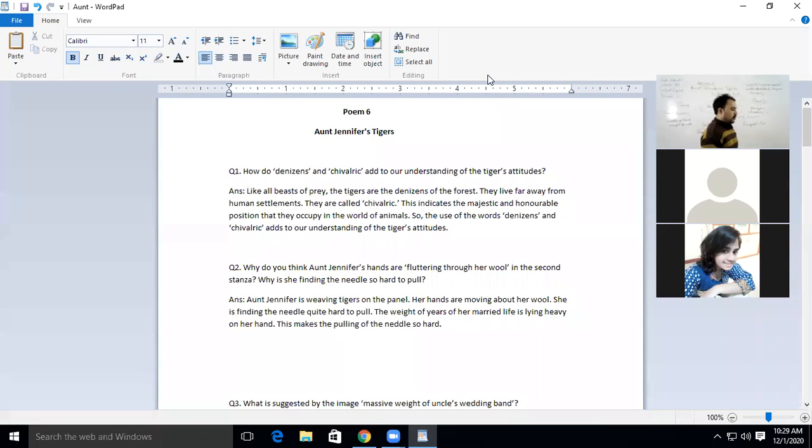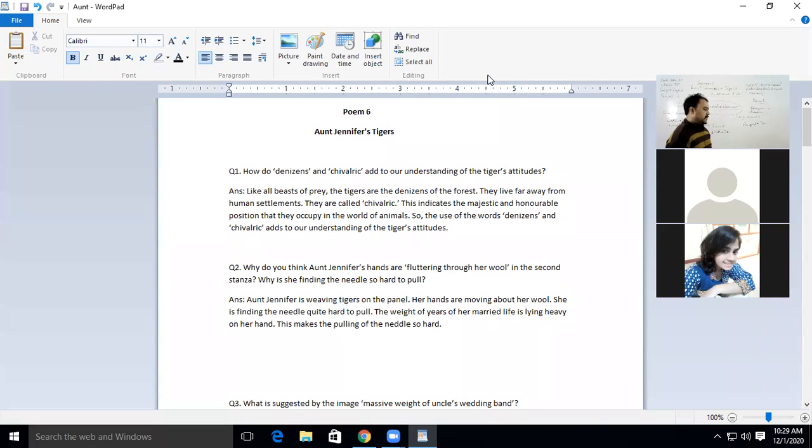So, like all beasts of prey, the tigers are the denizen of the forest. Denizen means the living being or the resident. They live far away from human settlements. They are called chivalric. Chivalric means one who takes gentle walk, gentle attitude, like a gentleman. They are called chivalric. This indicates the majestic and honorable position that they occupy in the world of animals.